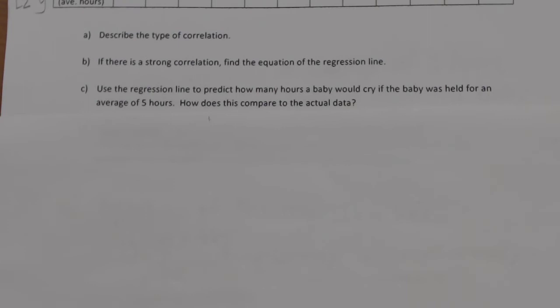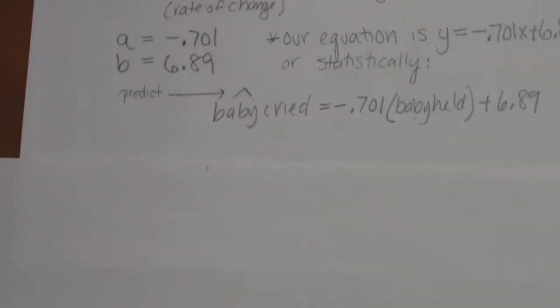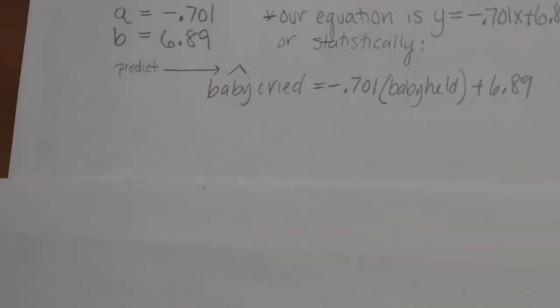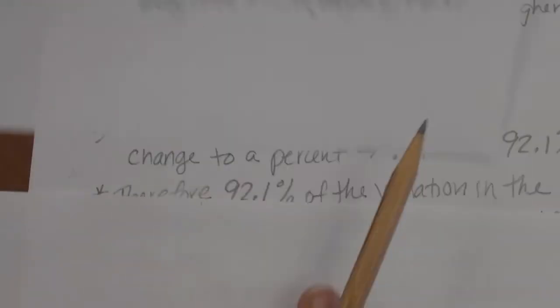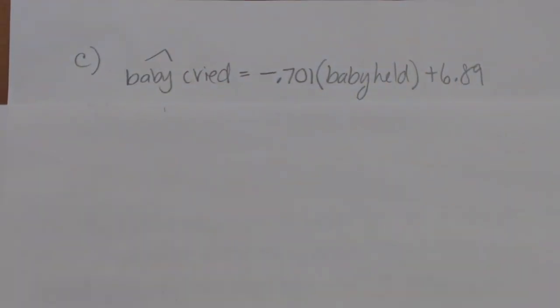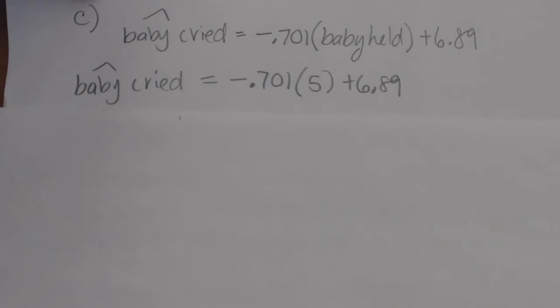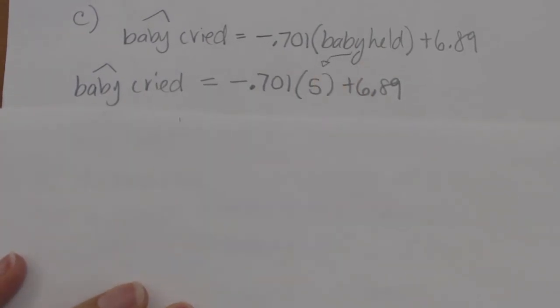Use the regression equation to predict how many hours a baby would cry if the baby was held for an average of 5 hours. How does this compare to the actual data? So let's use our regression equation. We're going to use this equation right here that we received. Just rewrote it over, and I'm going to input 5 because that's the average hours that a baby was held.